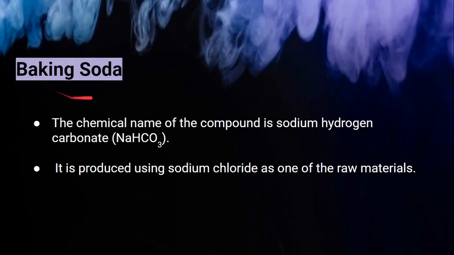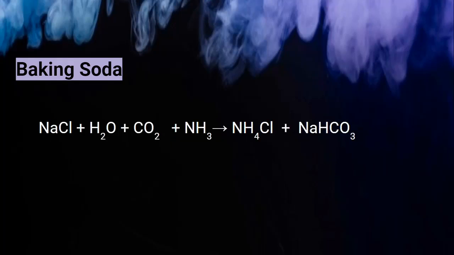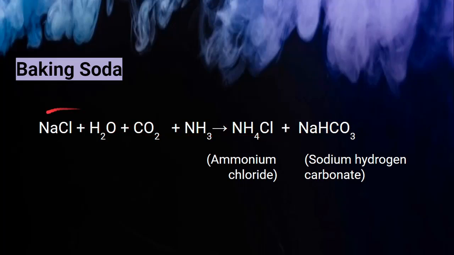So in making baking soda, sodium chloride is the raw material, and the chemical reaction is NaCl plus H2O plus CO2 plus NH3 gives NH4Cl plus NaHCO3. We want baking soda, meaning sodium hydrogen carbonate. For that we need sodium chloride as a raw material. We add water and pass the gases carbon dioxide and ammonia through it. We get ammonium chloride and sodium hydrogen carbonate.